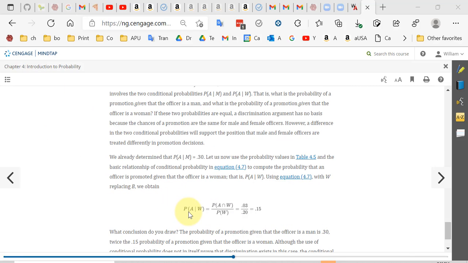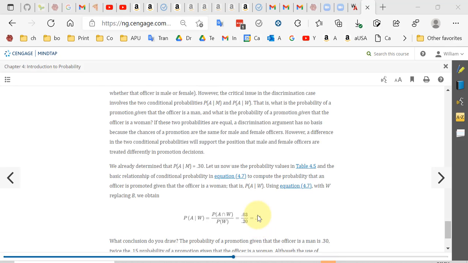And then later on, they're also going to want to know the probability of A given W. So A given M and A given W. A given M is, given that it's a man, what's the probability of being promoted? And this is, given that it's a woman, what's the probability of being promoted? Let's see what the answers are before we think about how to get them. So the answer for this one is 0.15, 15%. If you're a woman, the chances of being promoted is 0.15, 15%.